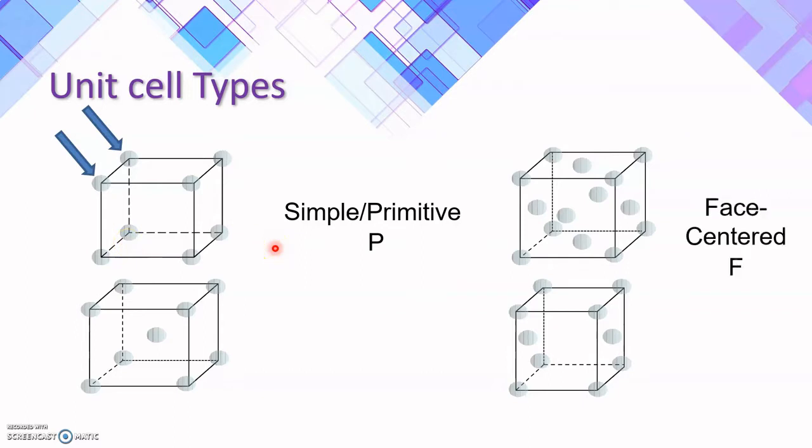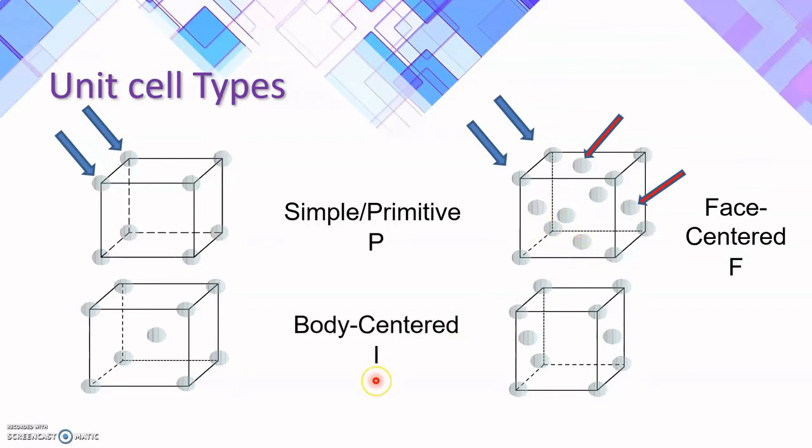The second one is called the face-centered unit cell, denoted by the symbol F. Here, in addition to the atoms at the corners, atoms are also present at the center of each of the faces of the unit cell.